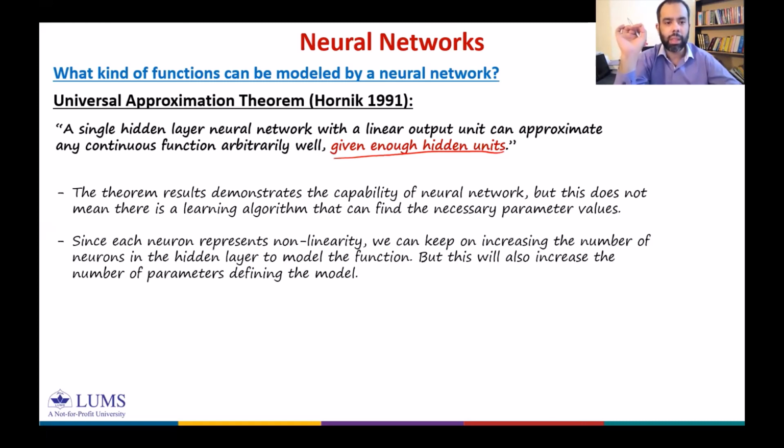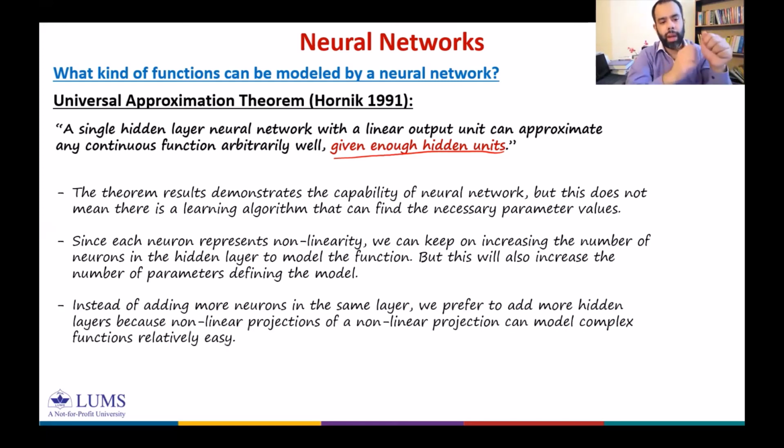Since each neuron represents non-linearity, we can keep on increasing the number of neurons in the hidden layer to model the function. If you keep on increasing the number of neurons in the hidden layer, we can model non-linearities. But this will also increase the number of parameters and the complexity of the model. In general, instead of adding more neurons in the same layer, we prefer to add more hidden layers. When you have one hidden layer, you have a non-linear output of linear combinations. But when you have two hidden layers, you have a composition of non-linear projections, a non-linear projection of a non-linear projection, and therefore you can model complex functions relatively easily.